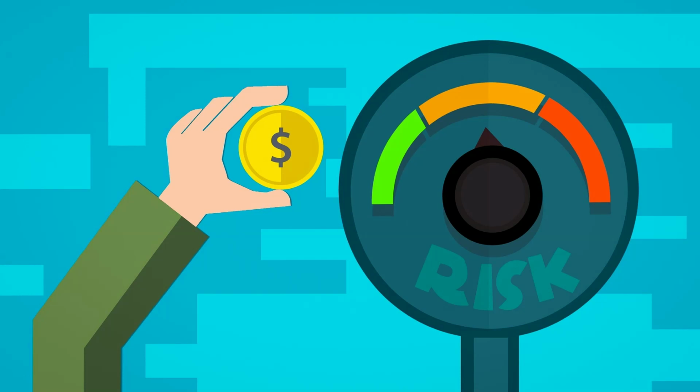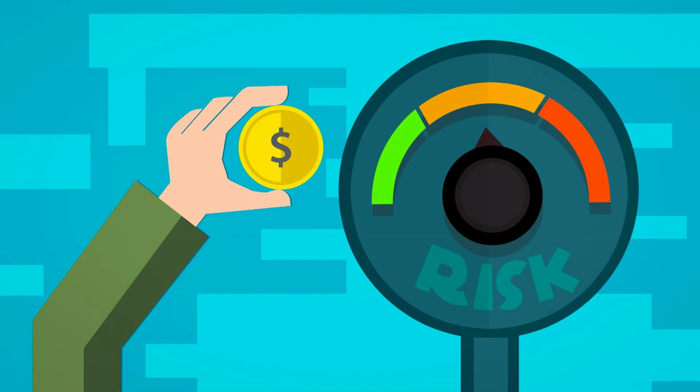Stop-loss orders. Implement stop-loss orders for each trade. A stop-loss is a predetermined price level at which a losing trade will be automatically closed. It helps limit potential losses by ensuring you exit a trade before losses escalate beyond your comfort level.